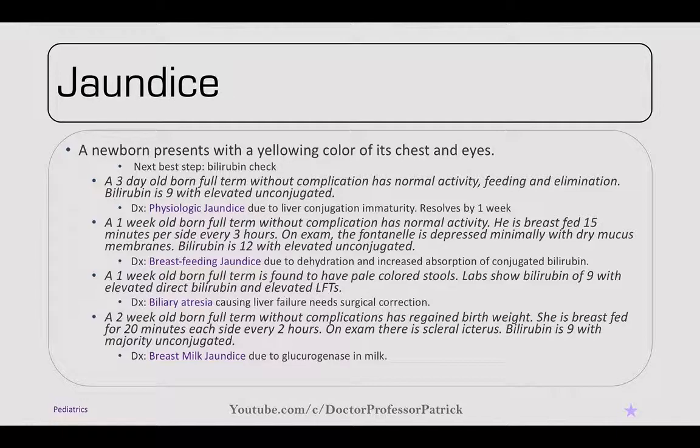born full term without complications, and he's regained his birth weight. He's breastfed for 20 minutes each side every 2 hours. And on exam, there's scleral icterus. Bilirubin is 9, and it's mostly unconjugated. And this is breast milk jaundice, not breastfeeding. So at this point, he's getting an adequate amount of breast milk, so he's no longer dehydrated. But the breast milk itself has an inhibiting enzyme in it.